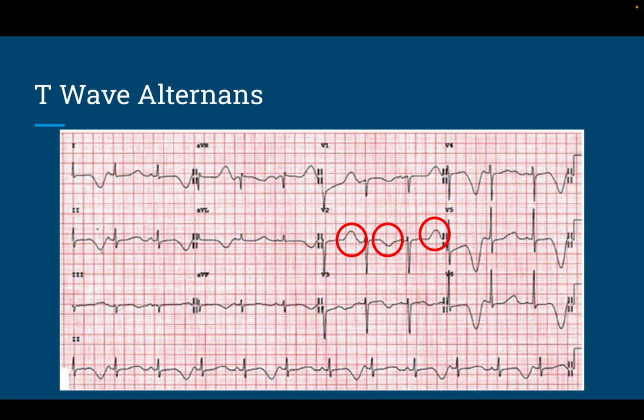So T-wave alternans is basically the T-waves are alternating. So you have it upright here, inversed, upright. You can see it in this 2-lead too. So inversed, upright, inversed, upright. So basically the T-wave is just alternating directions.